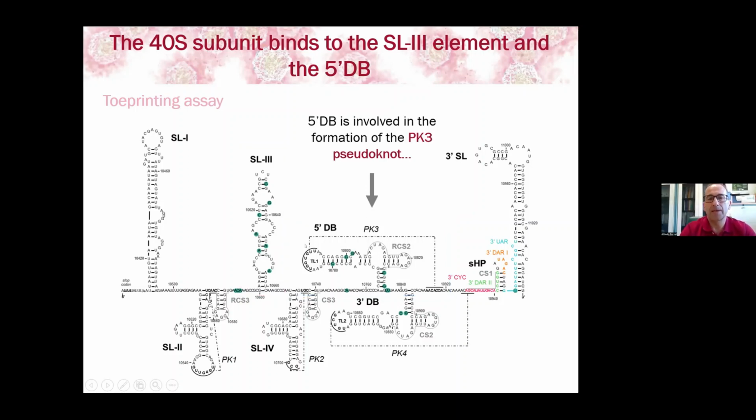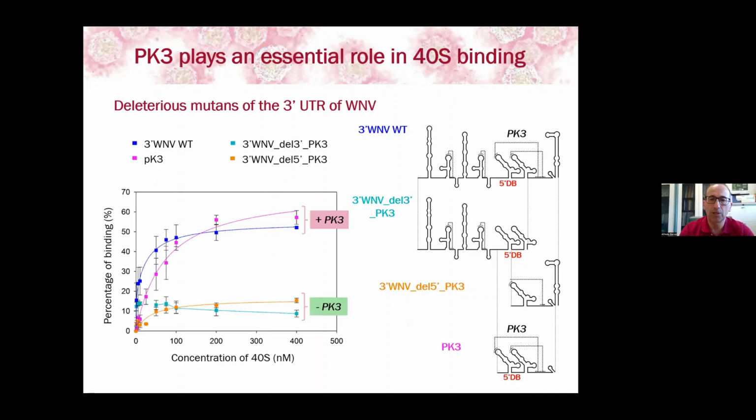But interestingly, the 5' DB is involved in the formation of an interaction to form a pseudoknot that is named PK3. Pseudoknots are higher order structural motifs that are functional and have been involved in different functions. One of these functions is to recruit specific proteins or specific factors, and they have even been related with the binding of ribosomes. So we wanted to see whether this pseudoknot is involved in the binding of the ribosome.